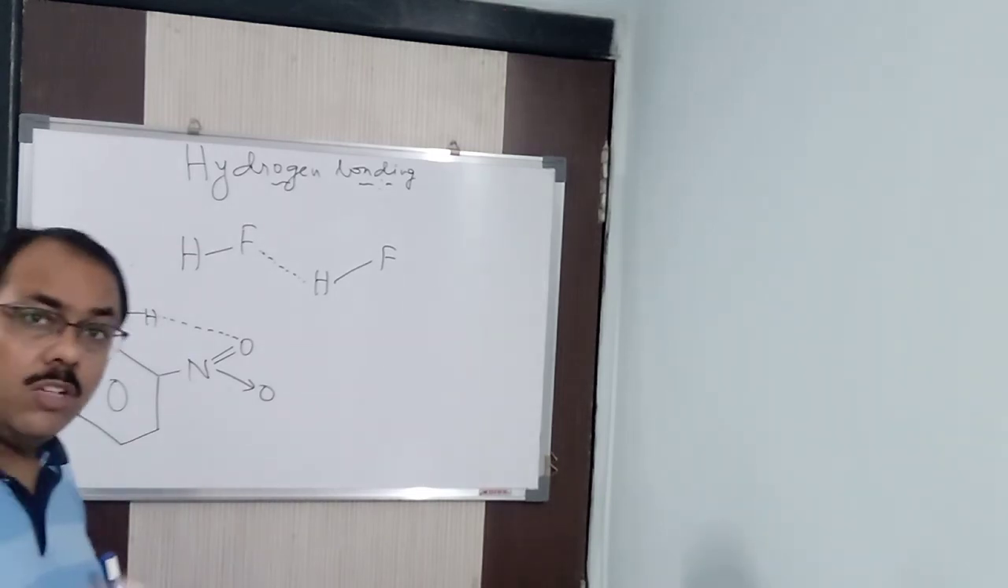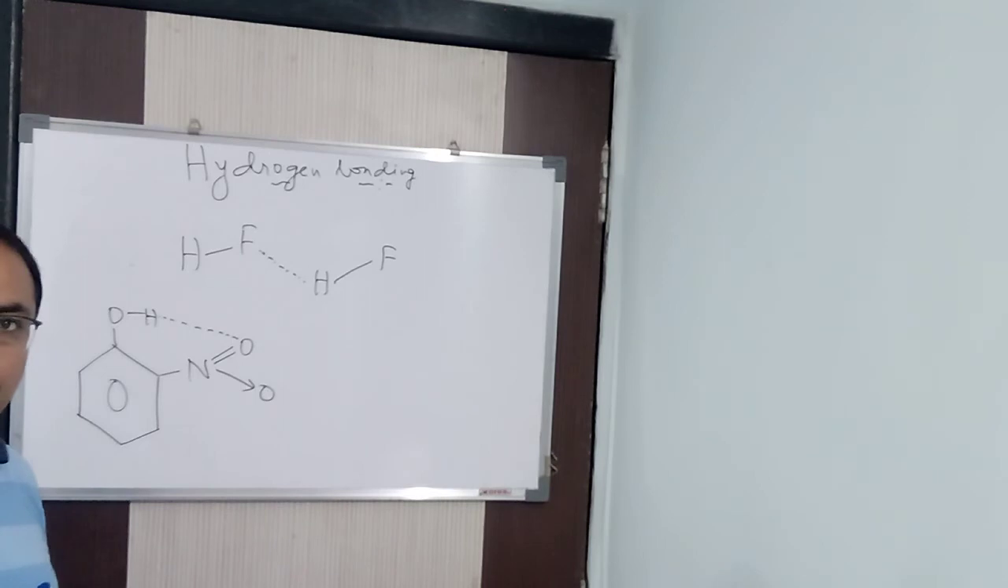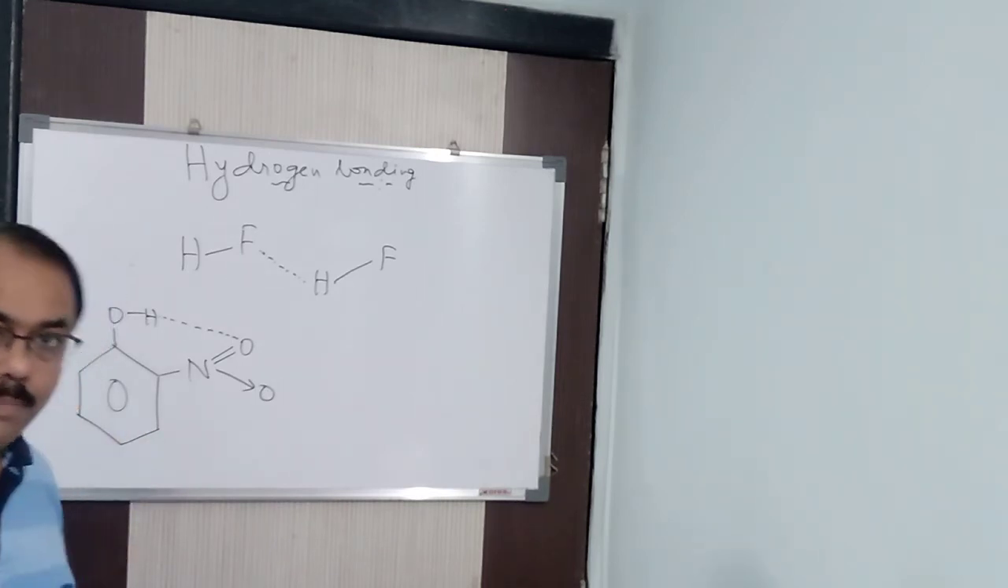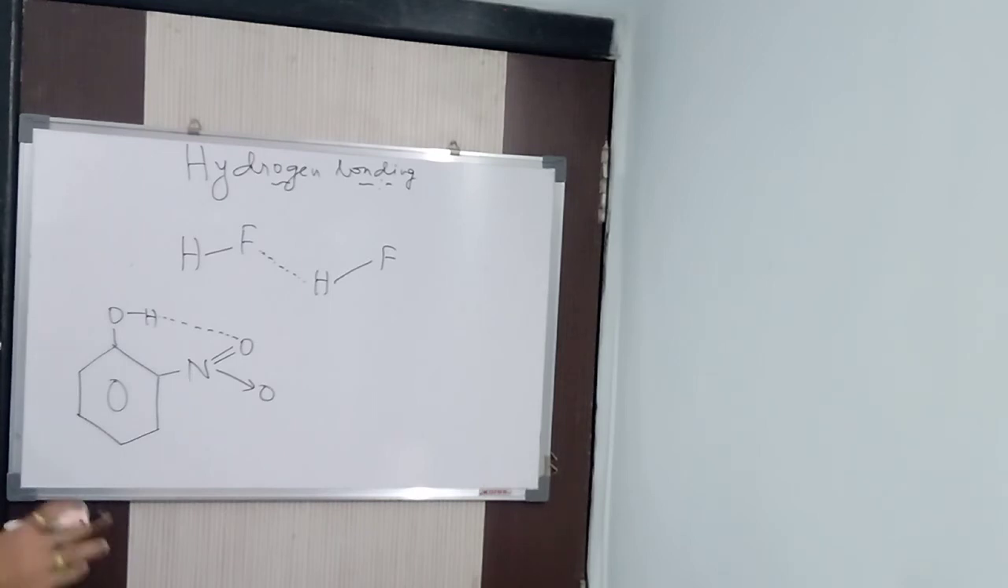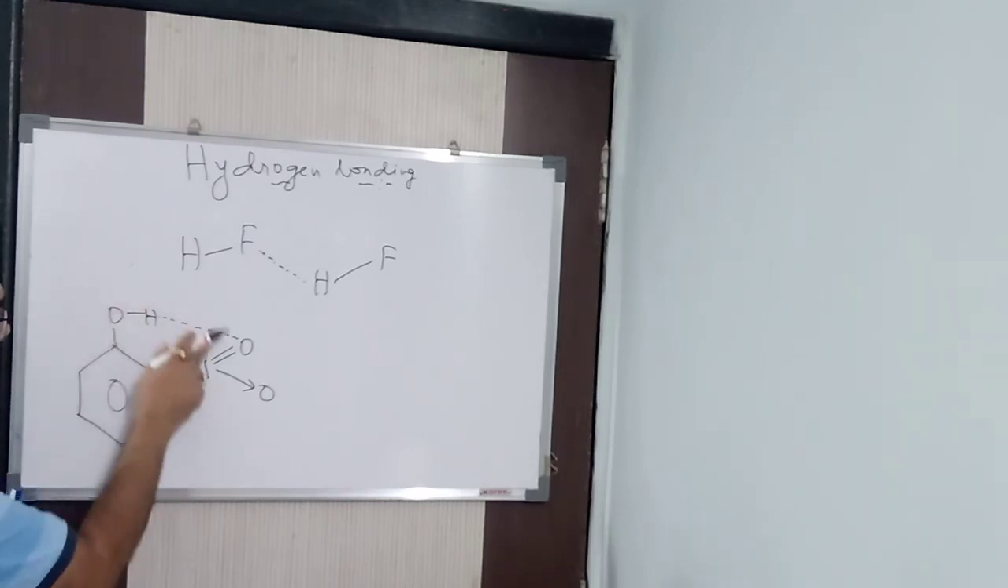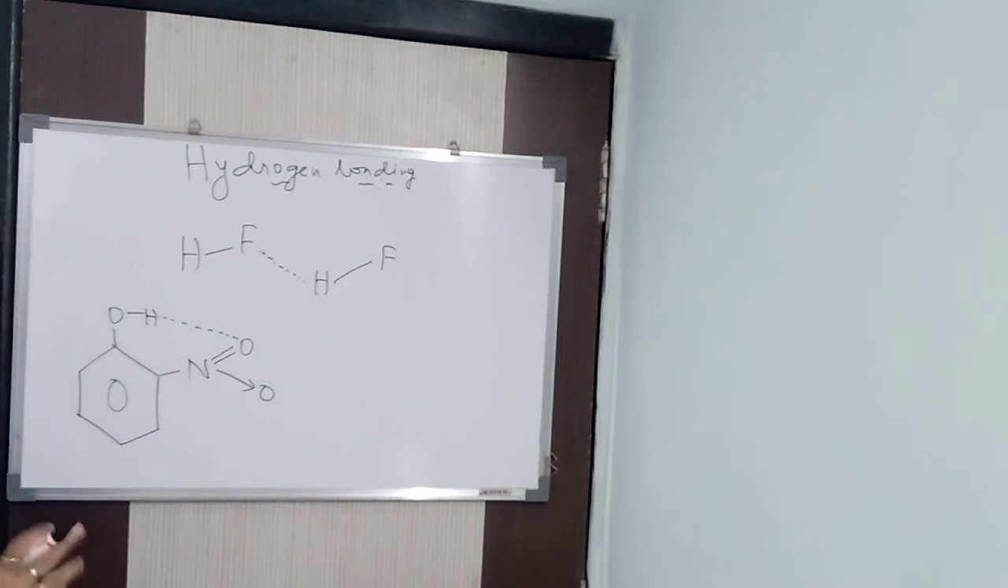I said within the same molecule or different molecule, within the same compound or different compound. So if the bond is within the same molecule and within the same compound, that is called intramolecular hydrogen bond. The conditions: there should be at least 6 atoms of carbon, and it should be cyclic in nature. So it should be an aromatic compound or alicyclic compound. That only we can find out. So it is known as intramolecular hydrogen bond.